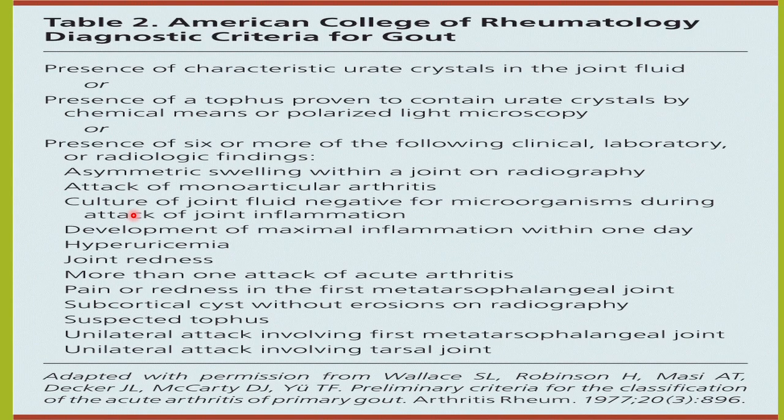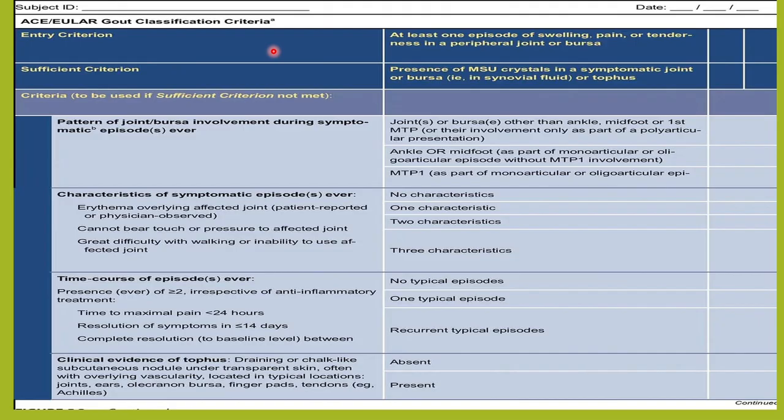So these are key diagnostic criteria for gout. But remember, to diagnose gout, there are various criteria which are laid down, like the American College of Rheumatology, which tell you how to come to a diagnosis based on entry criteria, sufficient criteria, and criteria to be used if sufficient criteria are not met. For example, the entry criterion is at least one episode of swelling, pain, or tenderness in a peripheral joint or a bursa. The sufficient criterion is finding an MSU crystal in the symptomatic joint or a bursa.